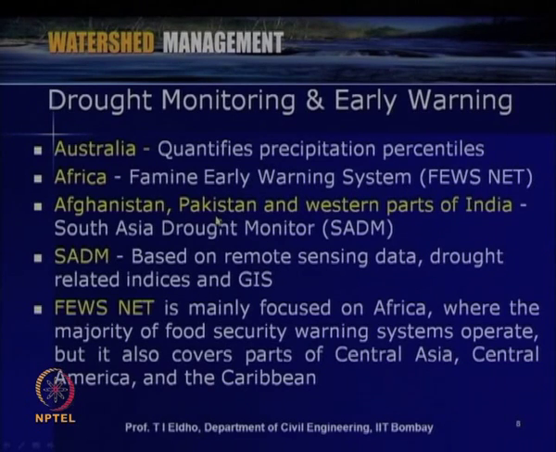Then in Asian countries like Afghanistan, Pakistan and western parts of India, we have an early warning scheme called the South Asia Drought Monitor, SADM. This is based on remote sensing data, drought related indices like the standardized precipitation index, and GIS. So this also has been found to be very effective. And early warning systems like FEWS NET are mainly focused on Africa, where the majority of food security warning systems operate, but it also covers parts of Central Asia, Central America and the Caribbean.